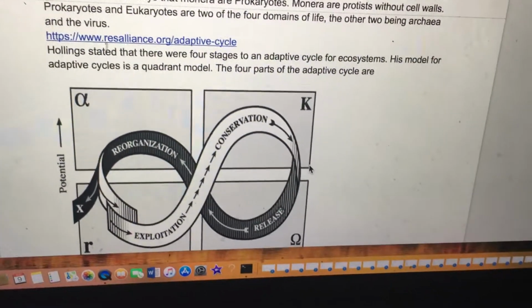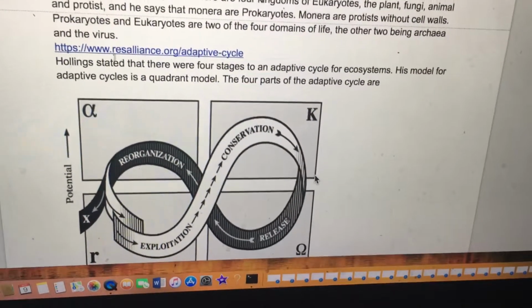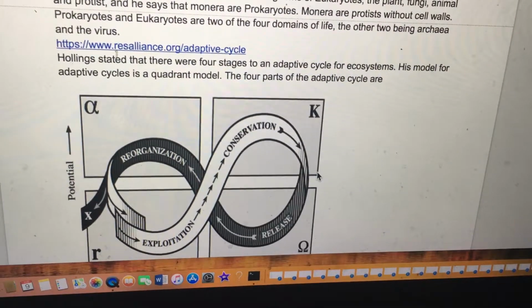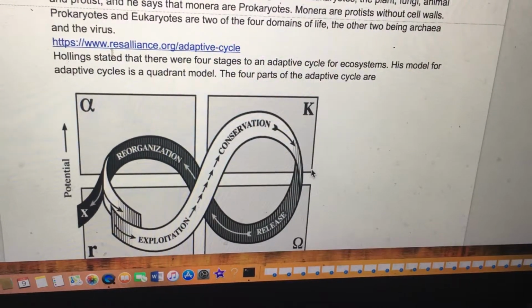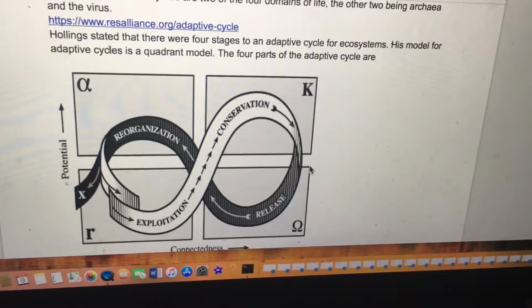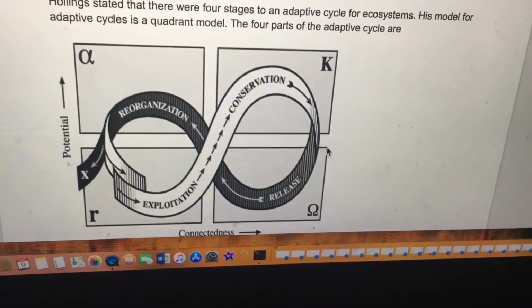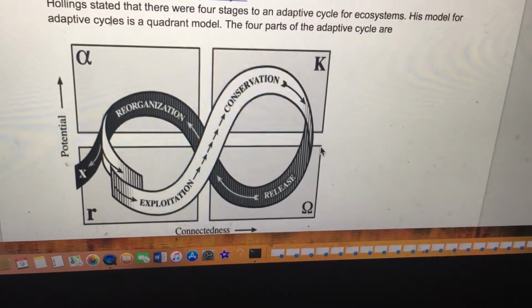This is video 9 discussing biology and the quadrant model. So Hanling stated that there were 4 stages to an adaptive cycle for ecosystems. His model for adaptive cycles is a quadrant model. The 4 parts of the adaptive cycle are reorganization, exploitation, conservation, release.